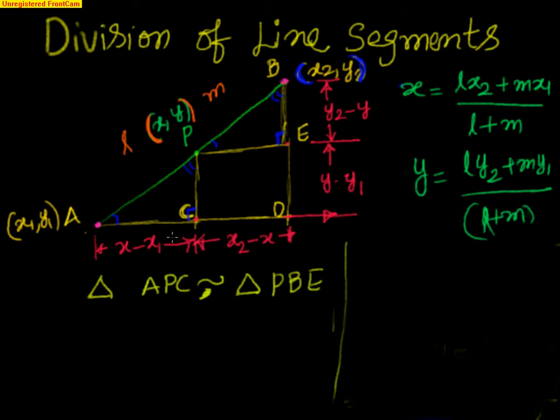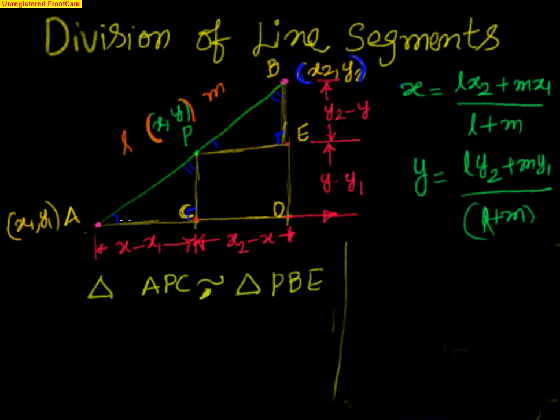So just to summarize what we have done, we have been given 2 points with the coordinates x1, y1 and x2, y2, and we have been asked to find the coordinates of a point P which divides AB in the ratio of L is to m. So we started by assuming that the coordinates of P are x, y. Then we found the horizontal and vertical distances. We found that these two triangles APC and PBE are similar to each other.